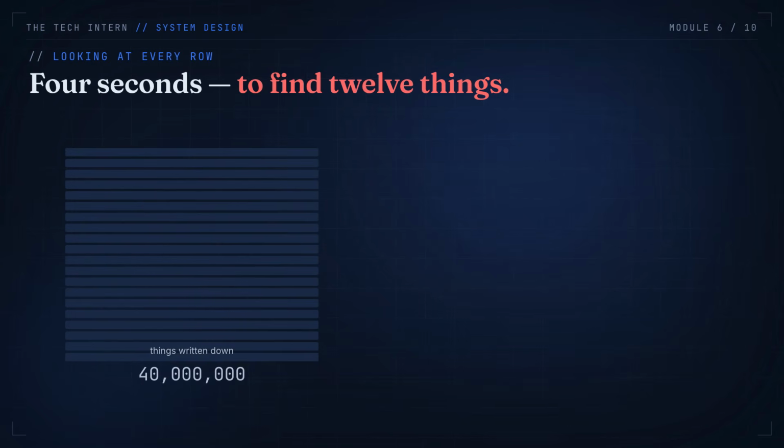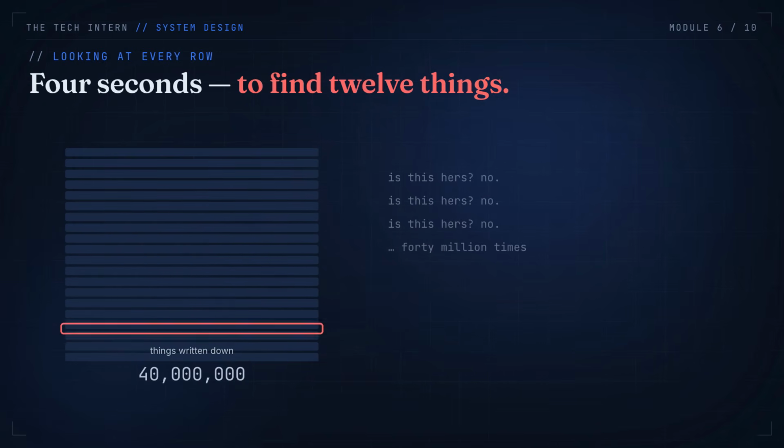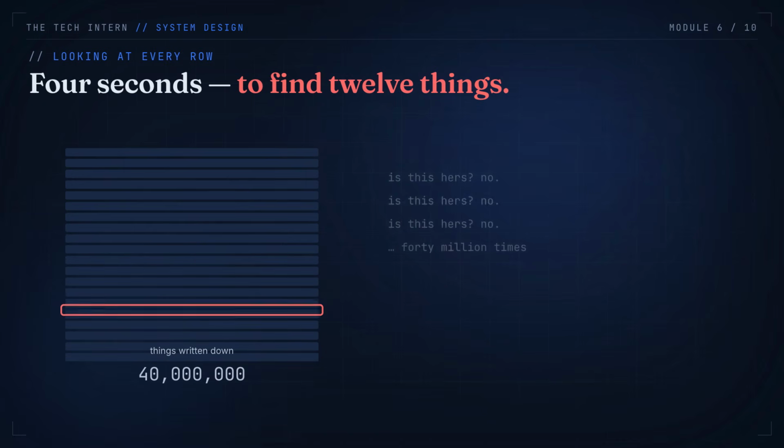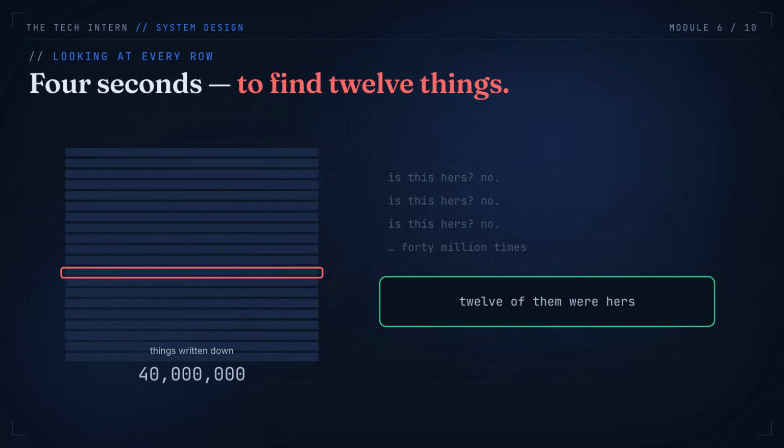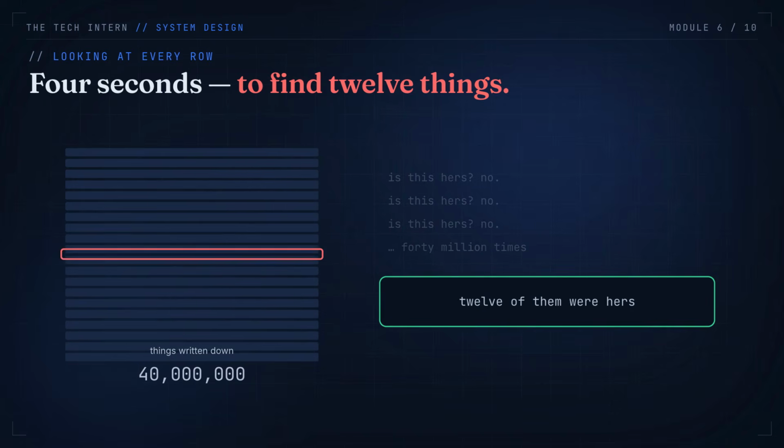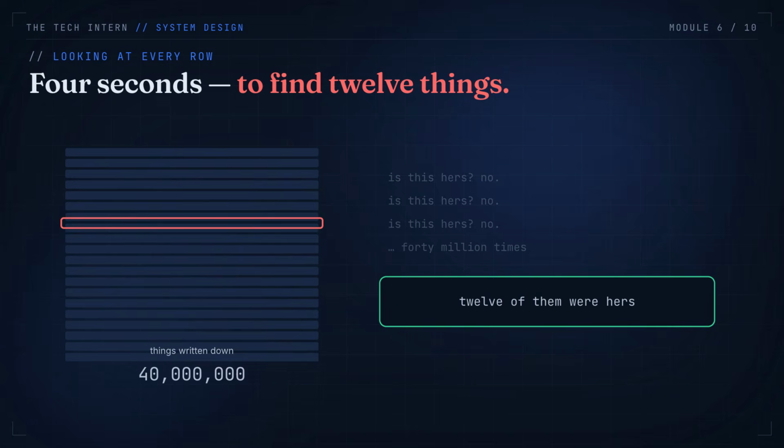So let's watch what the database actually does when Priya asks for her orders. Row 1, is this Priya's? No. Row 2, is this Priya's? No. Row 3, no. It has to look at every single row because it has no idea where Priya's orders are. 40 million checks to find maybe 12 rows. That's called a full scan, and it's exactly as wasteful as it looks.